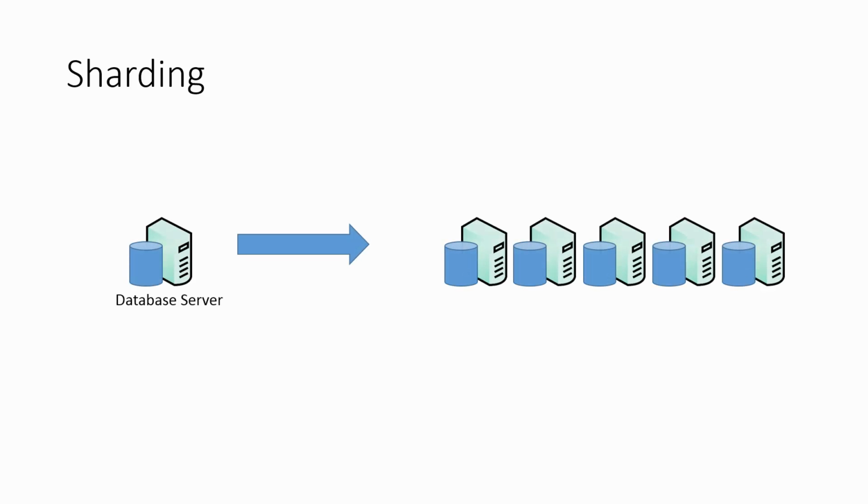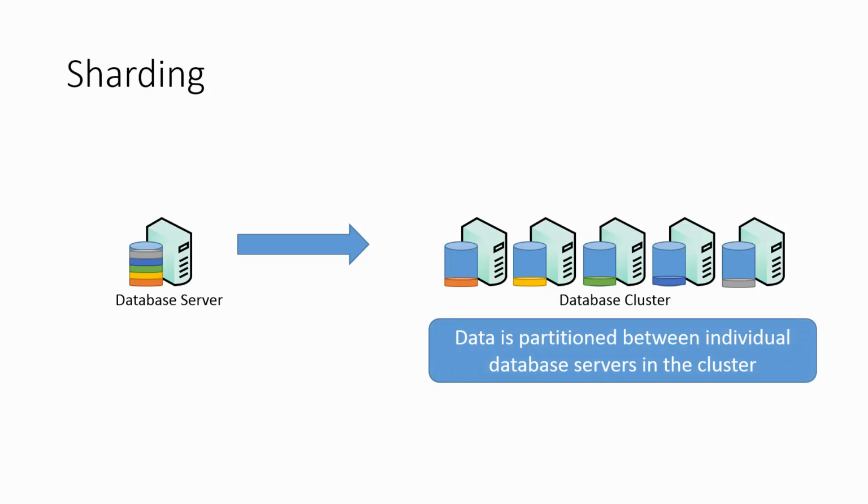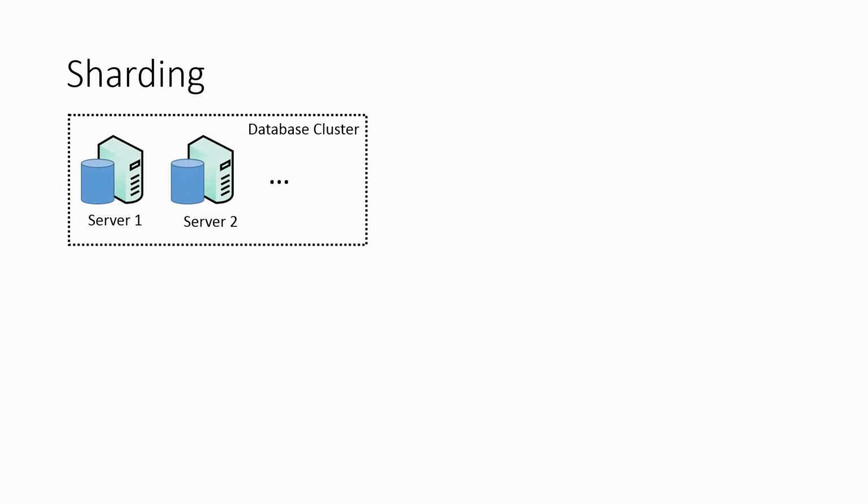This is known as sharding. In sharding, you take a database server, and you split up the data that is in the database server and distribute it to the individual servers in your database cluster. So the data gets partitioned between individual database servers in the cluster. Now, let's take a look at various types of sharding.